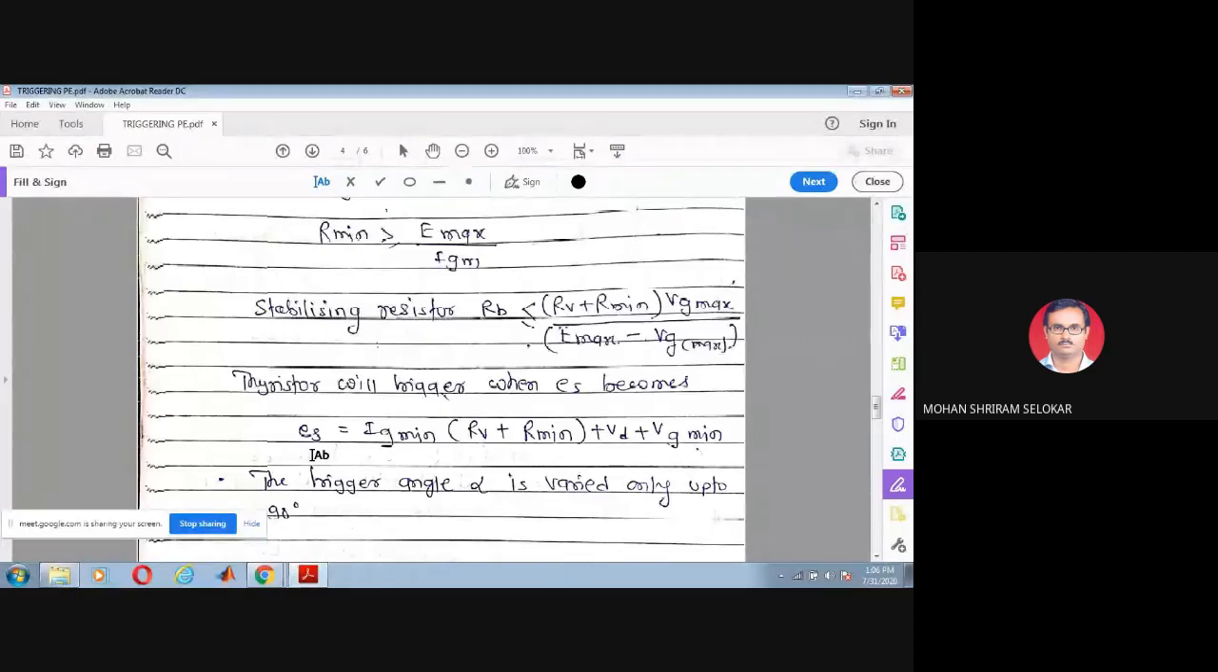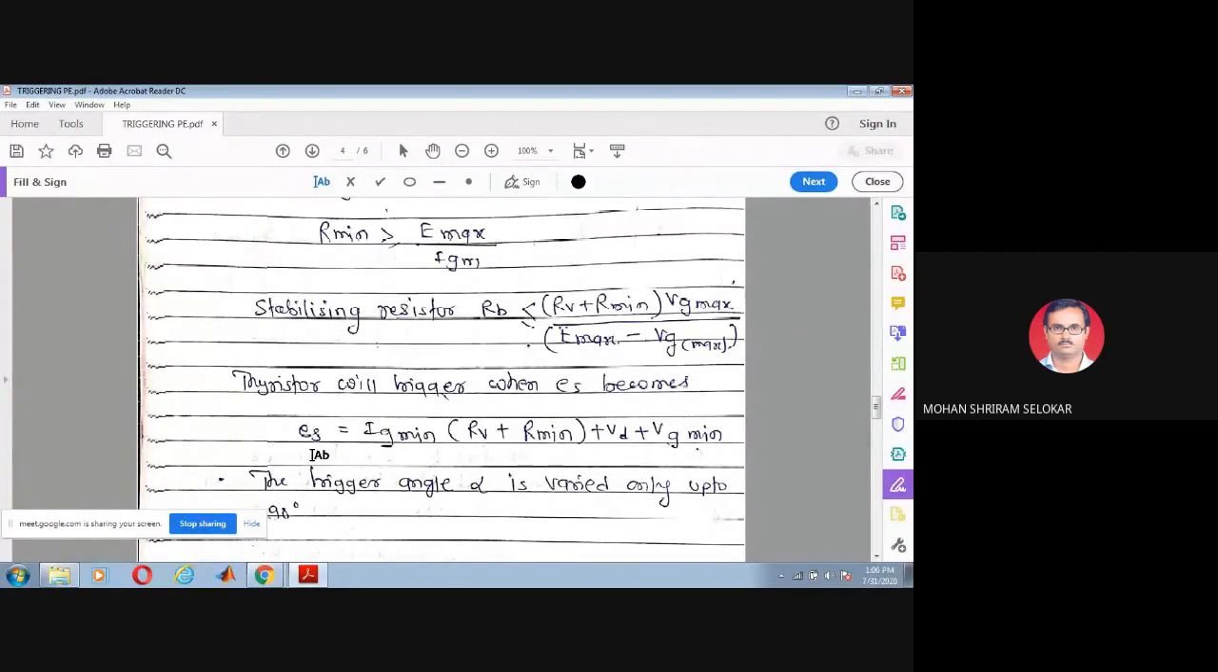Of course, load voltage is DC, right? So that load voltage will be less. So load voltage is inversely proportional to the delay angle. Delay angle more means my SCR will be triggered late. When it is triggered late, ultimately the average load voltage will be less.